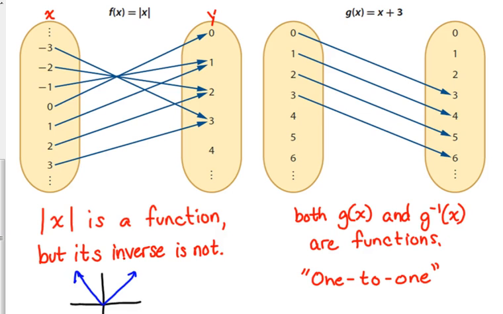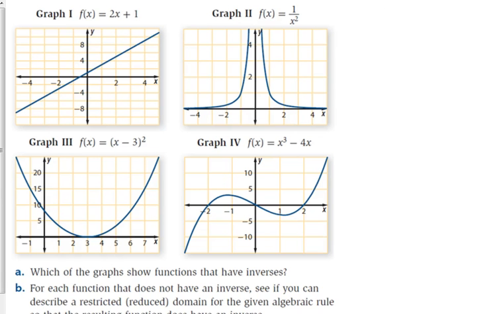Okay, so those are just some concepts you need to be familiar with. Let's look at these graphs right here and determine which of these have inverses that are functions. I'm getting my words mixed up. Which of these have inverses that are going to be functions? So graph number one, 2x plus 1, is its inverse going to be a function? Yes, okay, because we do not have any repeated y values there. So graph one does. We're good.